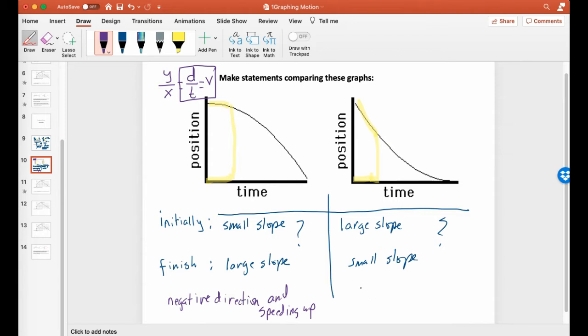And the opposite is true here, except for the fact we know we still have negative direction, right? And since there's a small slope towards the end, then it must be slowing down. And what that means is there's a decrease in velocity in this second one here. I'll call that one B, and I'll call this one A. Could call it 1 and 2. So there's a slowing down, a decrease in velocity, in B, and there's an increase in velocity, speeding up, in A. All right.